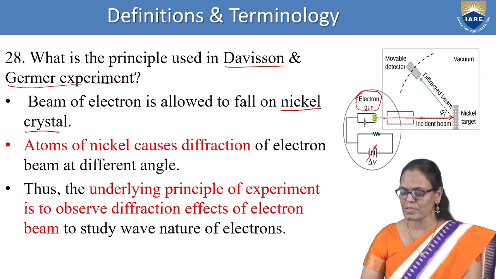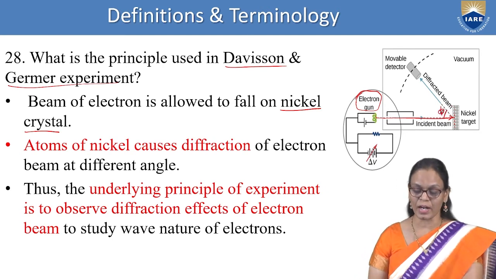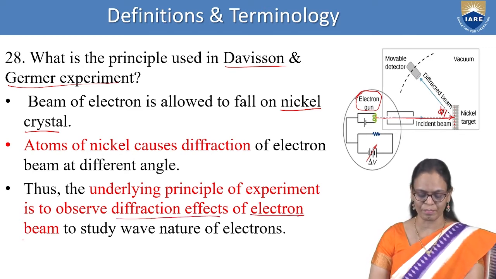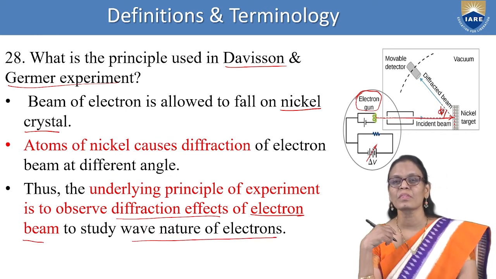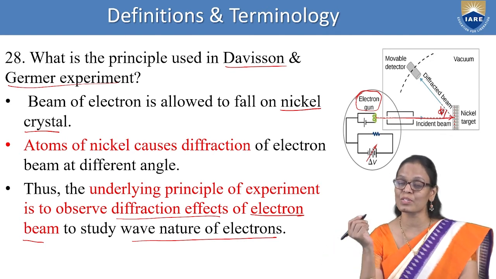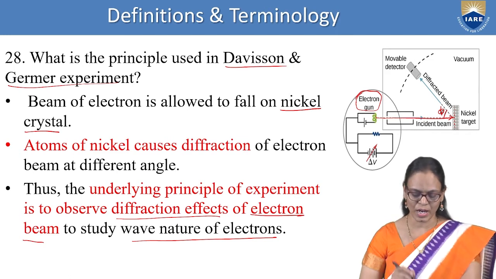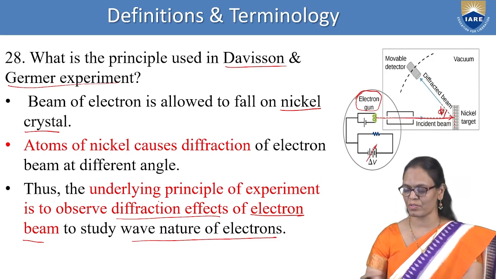Now the atoms you see here, represented by the small circles, cause diffraction of the electron beam at different angles. This is the angle at which it is diffracting. The underlying principle of the experiment is to observe the diffraction effect of the electron beam to study the wave nature of electrons. They were doing the experiment for some other purpose, but this was the first experiment that proved the wave nature of electrons.